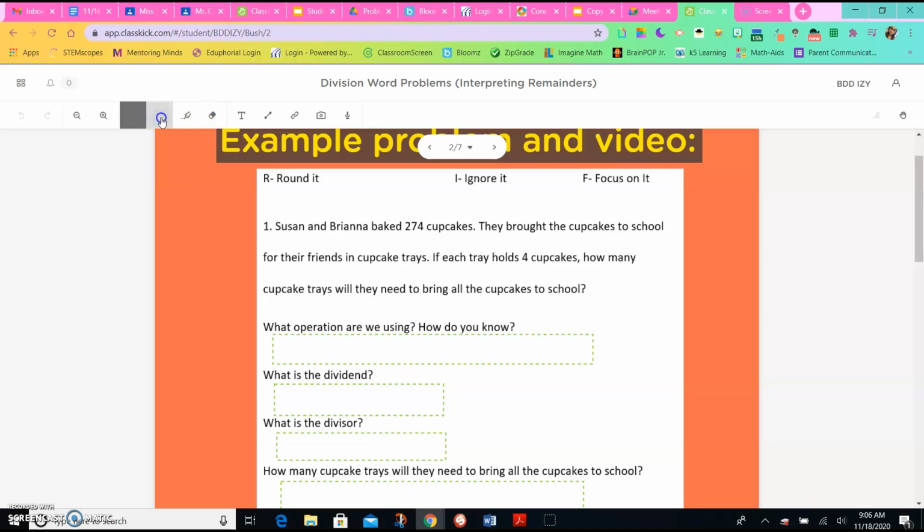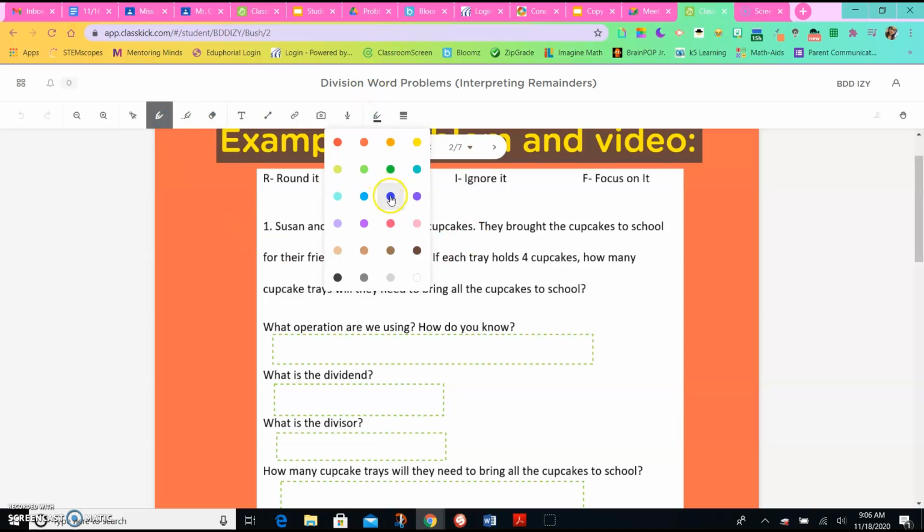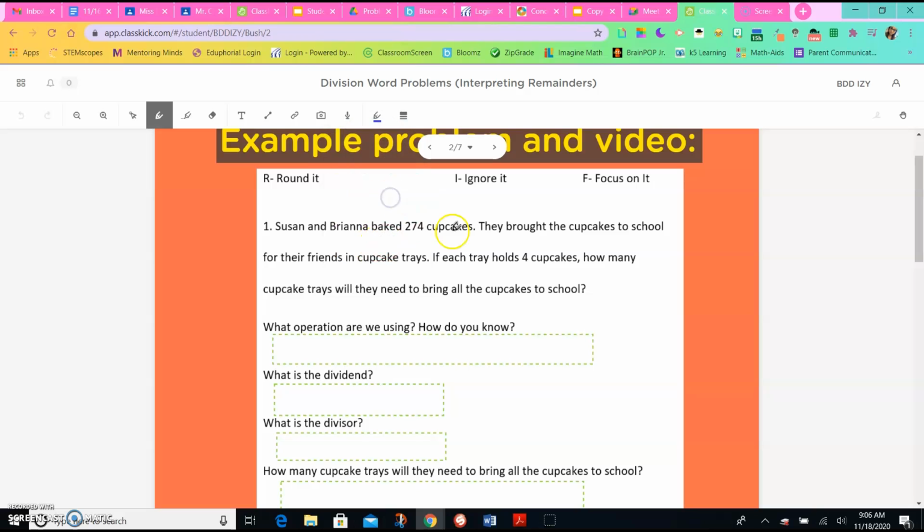So I'm going to be working and doing my cube strategies. So I know that they baked 274 cupcakes. I know that each tray holds 4 cupcakes. How many cupcake trays will they need to bring all the cupcakes to school? So I circled my number. Now I need to underline my question. How many cupcake trays will they need to bring all the cupcakes to school?